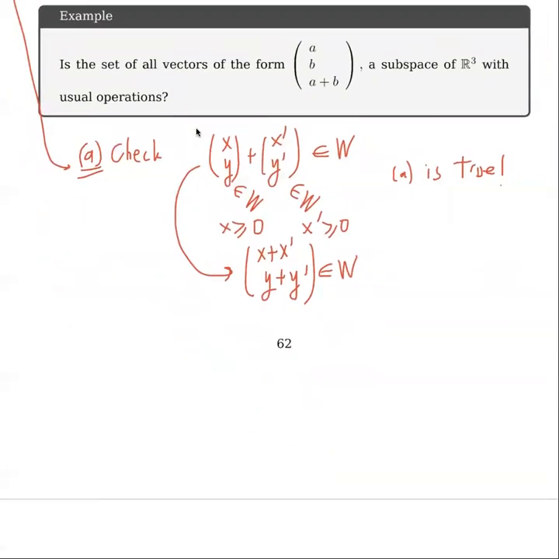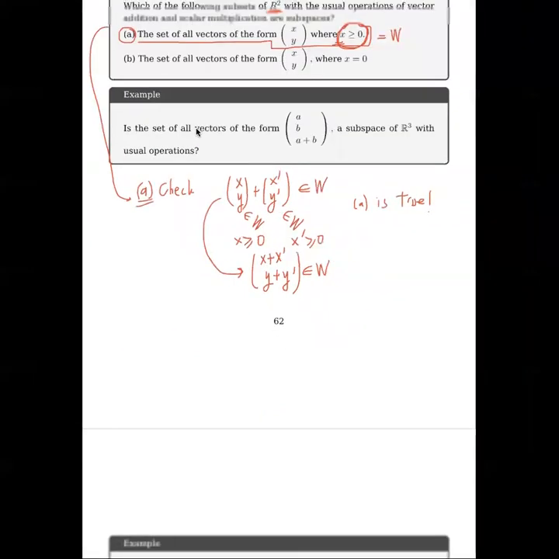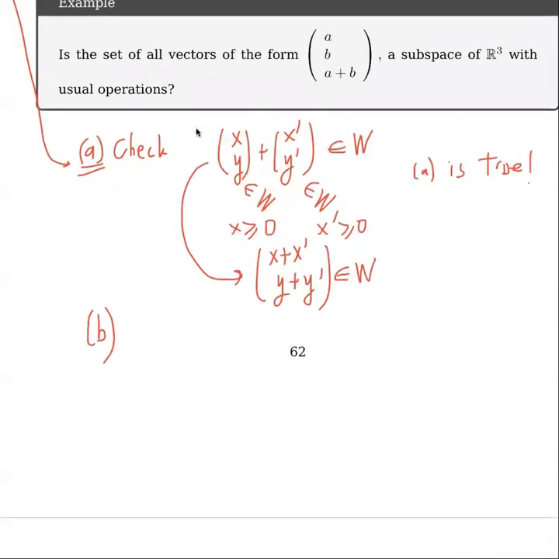But the second property, you're right, Nesrin. Yeah, second property will not be satisfied. Let's see. Let's look at the property. The second property says if I multiply any vector by a scalar, then the result should be in W. So if this is in W and C is any real number, then the result should be in W. This should hold for every C and every X and Y.